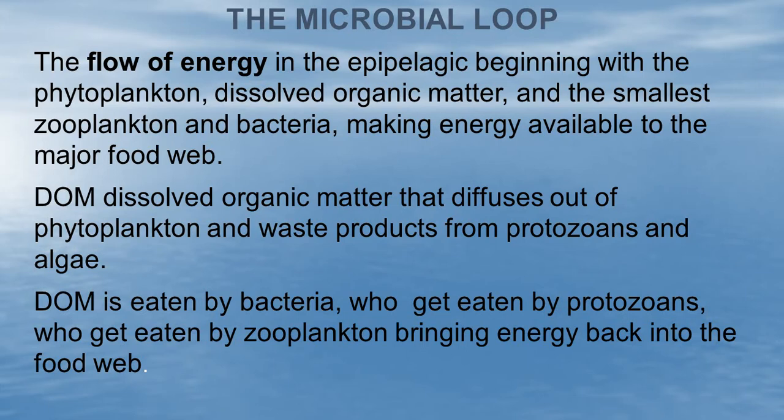So of course it begins with the phytoplankton. They are performing photosynthesis. Then we move on to dissolved organic matter, the DOM, and the smallest zooplankton, the bacteria. These make energy available to the rest of the food web. So our dissolved organic material, and dead organic material as well, diffuses out of phytoplankton, along with waste products from protozoans. That's kind of the stuff that ends up, and then furthermore, some of the dying creatures as well. It's eaten by bacteria, who then in turn get eaten by the protozoans, who then get eaten by the zooplankton.